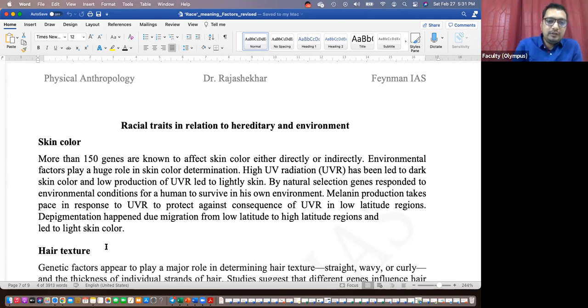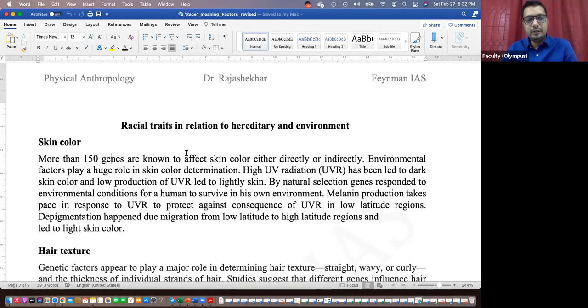So we have several genes, about 150 genes that are known to affect our skin color, directly or indirectly. There is an underlying genetic component to this. But do we have different genes in Africa and America related to skin color? No. So what are we learning here? The proportionality of it, or the expression of it, is defined by our environment to satisfy our requirements. That is vitamin D and protection from sunlight. Otherwise, we'll die from cancers.